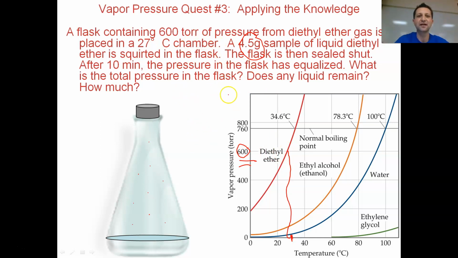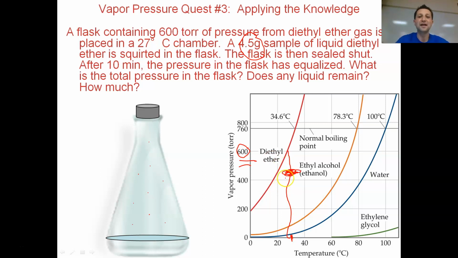So you're saturated already. Any additional solution or substance, I guess, won't change that pressure because we're saturated. Let's say, for example, we were at 27 Celsius and the air pressure was 500 torr. Well, at 27 Celsius, 500 torr is here, okay?